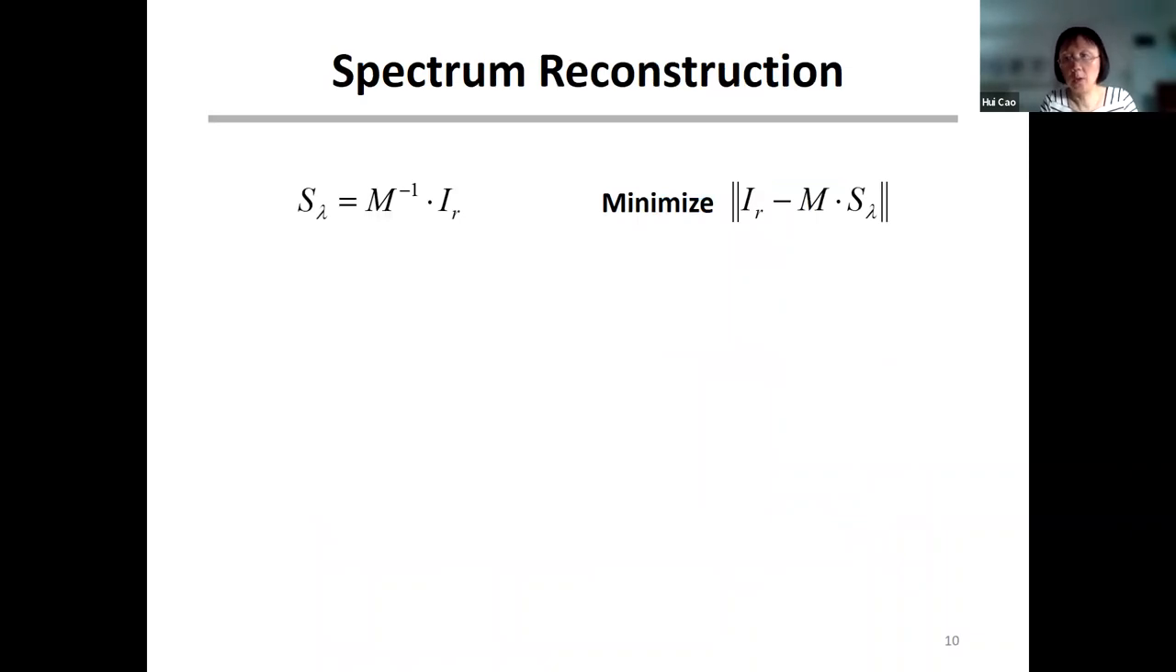A simple way to do this recovery is to take the inverse of this transfer matrix, times the measured spectral pattern, and that will give us the spectrum which we want to recover. But this matrix inversion is usually ill-defined if we have noise. So typically what we do is a minimization, meaning that we minimize the difference between the measured spectral pattern and the calibrated matrix times the unknown spectrum. Typically we do two steps. We first use the pseudo-inversion of the matrix to give us an approximate idea of what the spectrum looks like. Then we put that into this minimization, which will quickly find the solution.